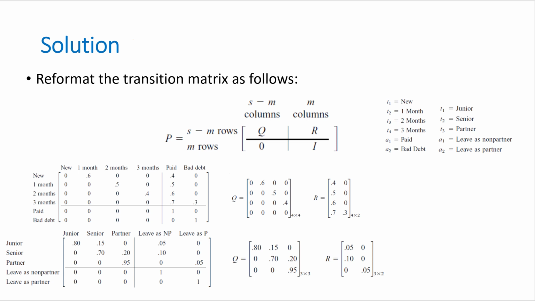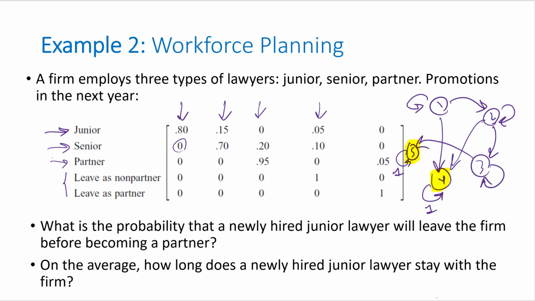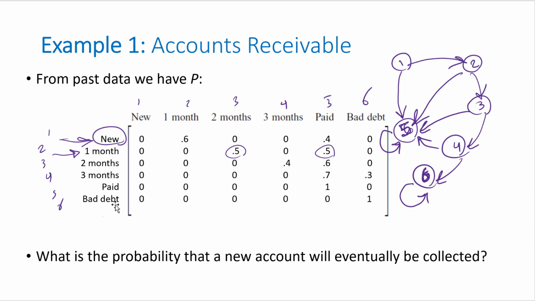So how do we reformat these transition probability matrices? As you notice, in absorbing chains we have two types of states: transient and absorbing. We want the first rows to be transient and the last rows to be absorbing, which was the case here. You see that the first rows, junior, senior, partner, were all transient, and the last two rows, left as partner, left as non-partner, those were absorbing. Or in the previous example, new account, 1 month overdue, 2 months overdue, 3 months overdue, they were all transient.